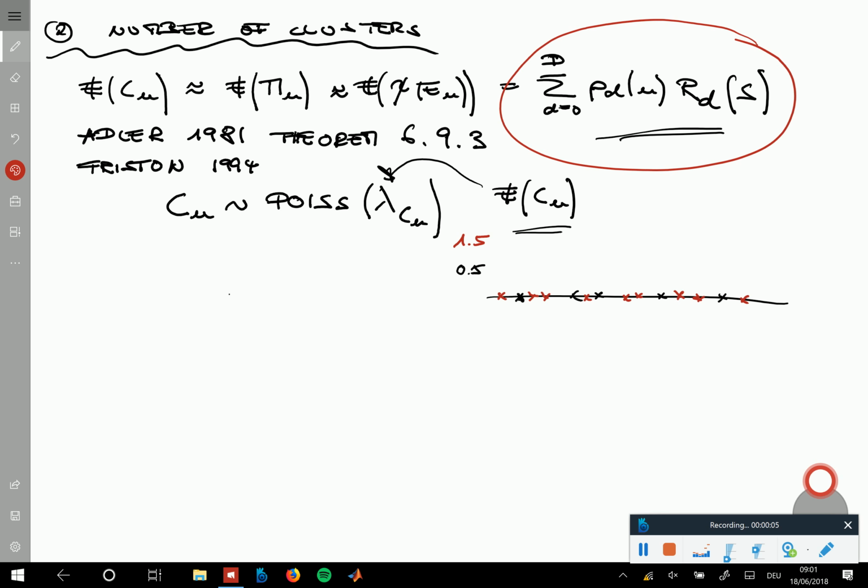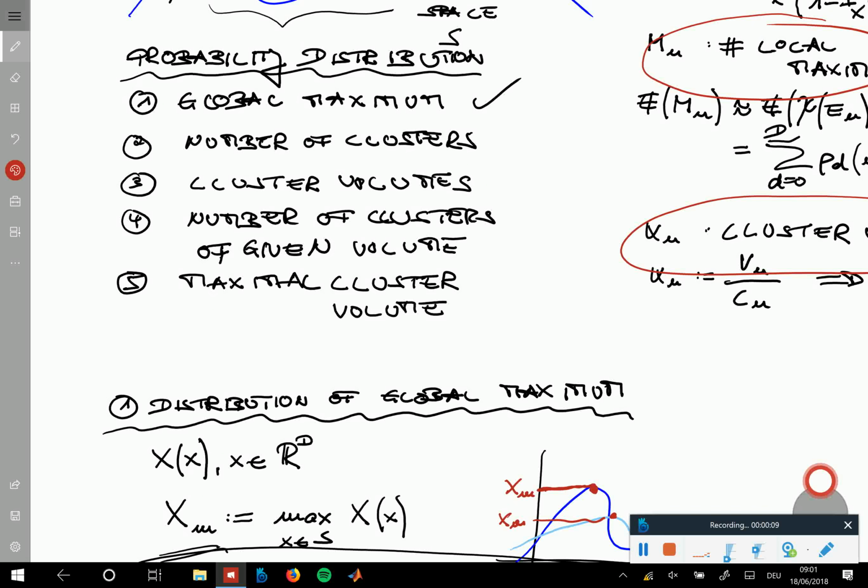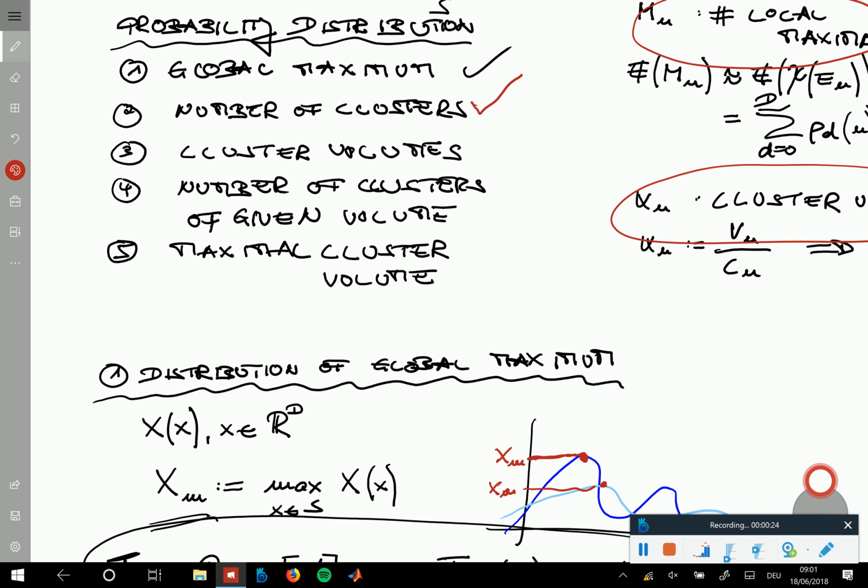Okay, then let's continue. So we've now dealt with the probability distributions for the global maximum, which was given as a distribution function, and the number of clusters, which is given by a Poisson distribution. So next thing is the distribution of cluster volume.